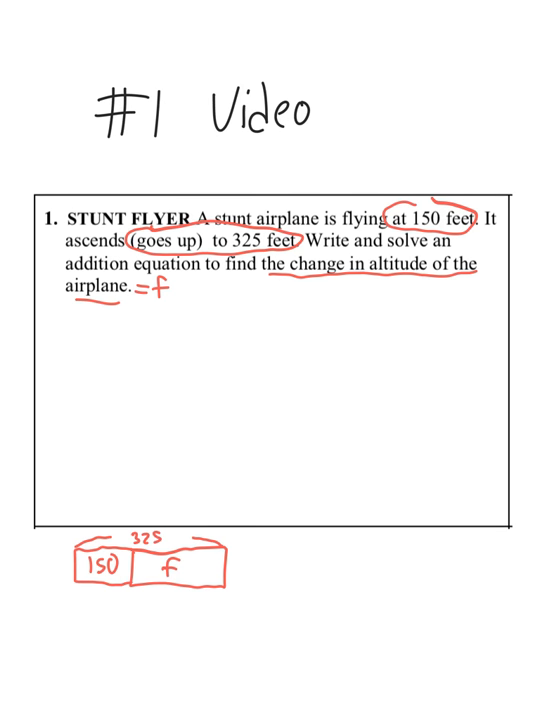So that means your equation should be 150 feet, where it started. It changed by going up F feet, and now it's at 325 feet.